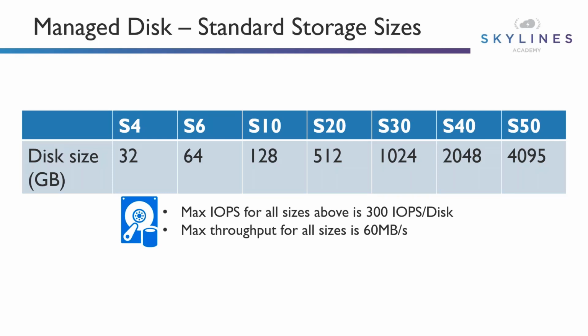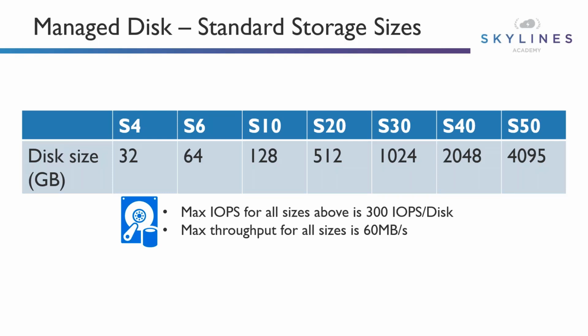But when you think about it from this point of view, when you go above the 32 gig, you're basically into the S6 now. When you go above 64, you're into the S10. And that's how your pricing is calculated, based on the SKU of the disk. The maximum IOPS for all sizes that you see above is 300 IOPS per disk, as was previously mentioned. And the maximum throughput for all of these is 60 megabytes a second. So when you're looking at standard disks, again spinning disk, there's not too much to worry about from an IOPS and megabytes a second point of view, because it's fairly consistent throughout.